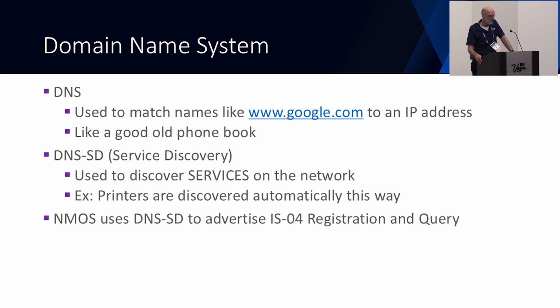There's another service that comes with DNS, DNS-SD, for service discovery. And that's used to discover services on your network. That's how I like to explain it. For example, if my computer is connected to the network and you say, hey, scan for printers, what's happening is my computer can ask the DNS-SD, is there any print service on the network? And get back, yeah, there are 3 of them, these are the addresses, and now I can communicate with those printers. And NMOS, as we saw earlier, uses DNS-SD extensively to advertise IS-04 registration and query.